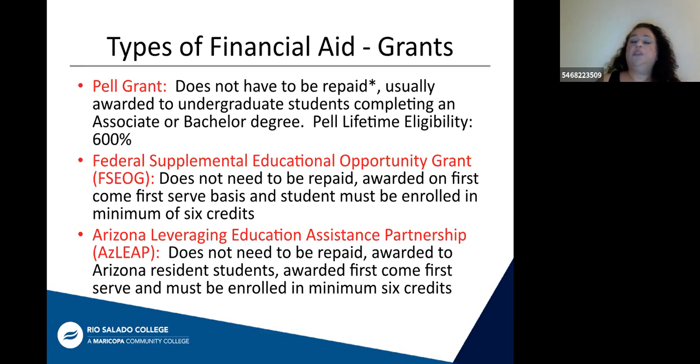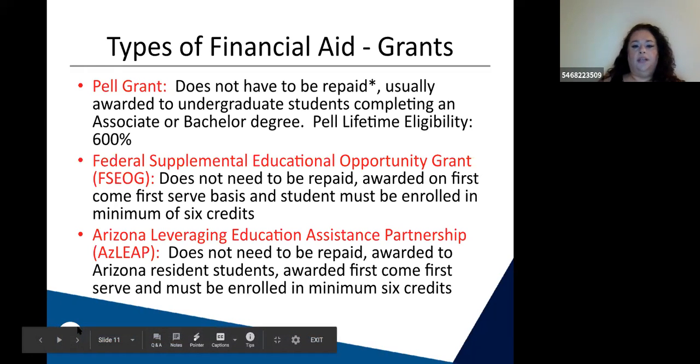It's not like before where you could get Pell Grant as long as you had the need and you qualified for it. The federal government has put a cap on it. It is 600% eligibility. There's also SEOG grants. And we also offer the Arizona Assistance Partnership. So those are the different types of grants. Next slide.